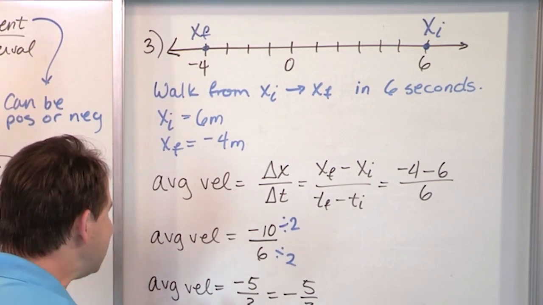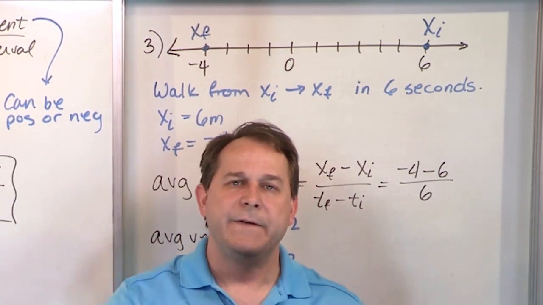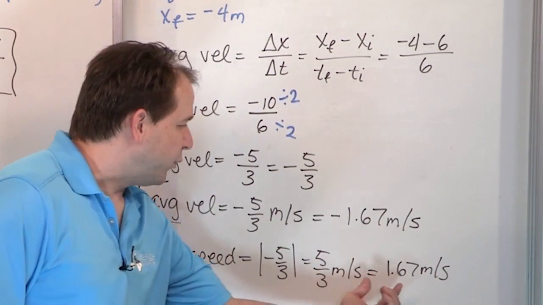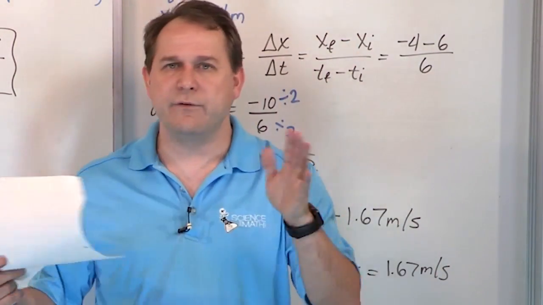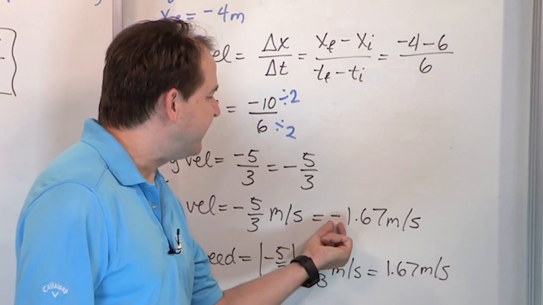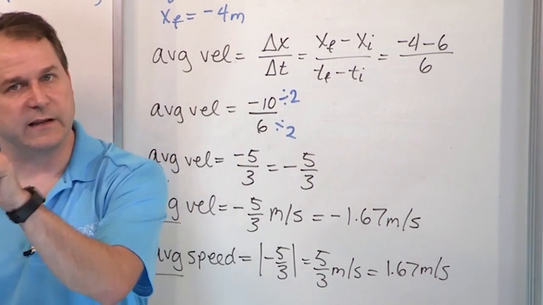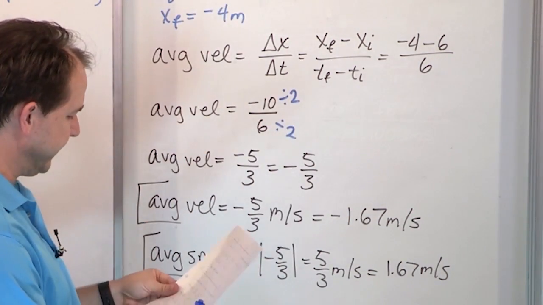So the answer I got was a negative average velocity, -1.67 meters per second. So I'm traveling at a speed of 1.67. That's taking the sign away. That's my speed. Speed doesn't tell you if I'm moving left or right, though. Speed just tells me how fast I'm going. But the velocity carries the sign information. Negative means traveling to the left. Positive means traveling to the right. And it reflects reality exactly.